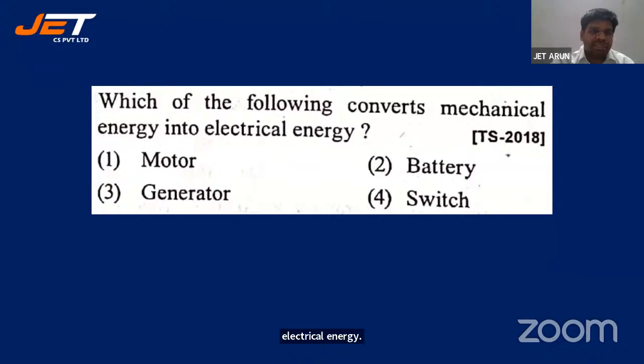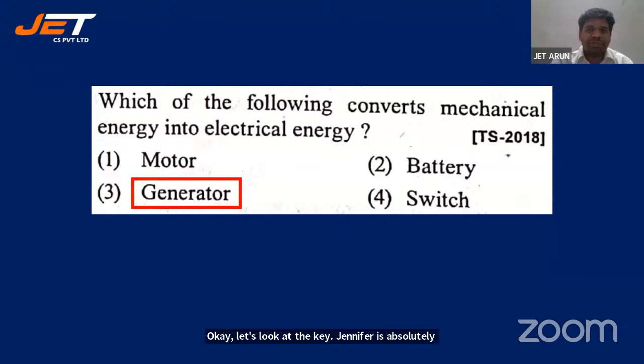Okay, let's look at the key. Generator is absolutely right, students. 3 kuda chepparu. 3 lo chemical energy convert avutundi, students, battery lo. All right, it's generator.